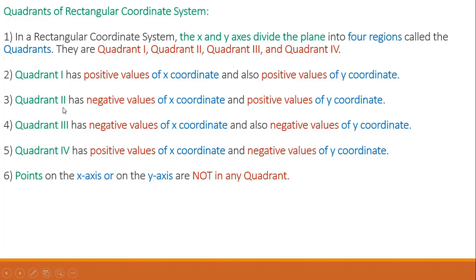Quadrant 2 has negative values of x coordinate and positive values of y coordinate. Quadrant 3 has negative values of x coordinate and also negative values of y coordinate. Quadrant 4 has positive values of x coordinate and negative values of y coordinate. Points on the x-axis or on the y-axis are not in any quadrant. Now we'll do some examples.